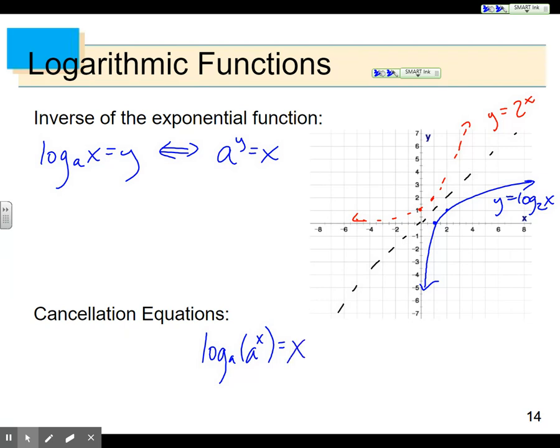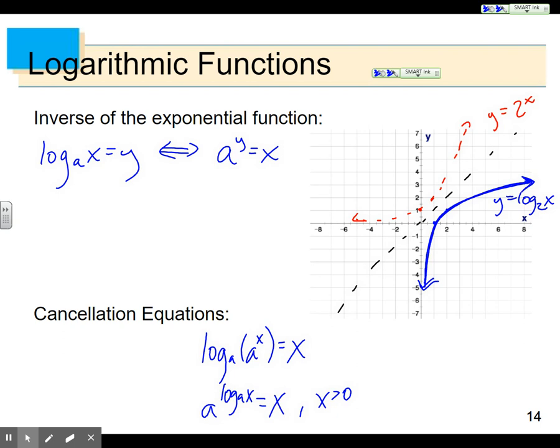And that's going to be true for any x that you can think of, as long as x is a real number, since the domain of my exponential function up here is all real numbers. We've also got a raised to the log base a of x is going to equal x. And this is only going to be true whenever x is greater than 0, because I can only take log of positive numbers. If I pull out my calculator right now and I try to take log of -2, it's going to have an error.